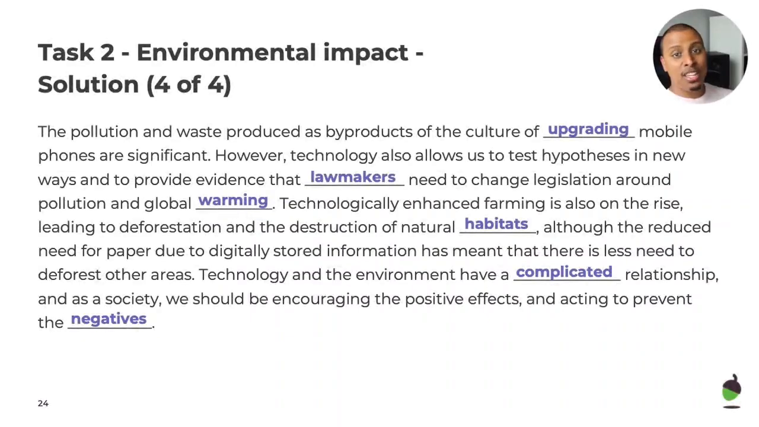Technologically enhanced farming is also on the rise, leading to deforestation and the destruction of natural habitats. Although the reduced need for paper due to digitally stored information has meant that there is less need to deforest other areas. Technology and the environment have a complicated relationship, and as a society, we should be encouraging the positive effects and acting to prevent the negatives.